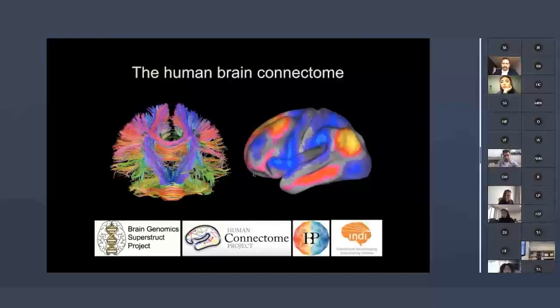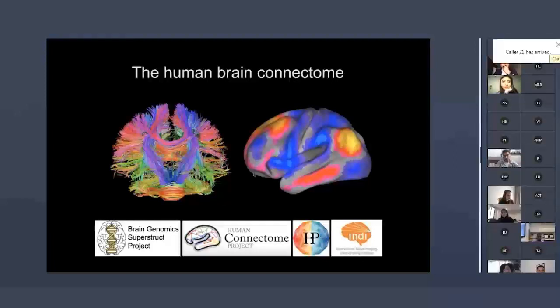This is a wiring diagram of the human brain that's been built as a collaboration in the neuroimaging community over the last few decades. And we have anatomical wiring diagrams. We also have functional wiring diagrams. And I'm going to focus today on the functional wiring diagram. This is based on spontaneous fluctuations in the fMRI signal. And they tend to be correlated between anatomically connected regions or even polysynaptically connected regions.